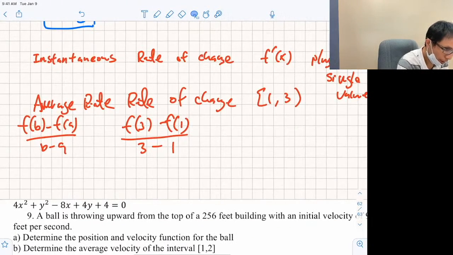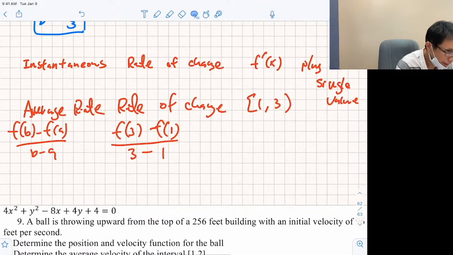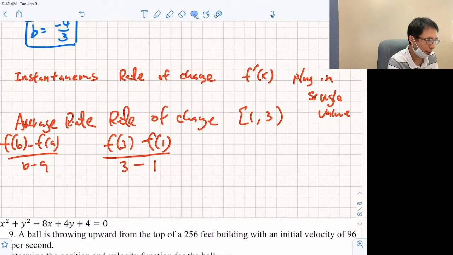Okay, so instantaneous rate of change, basically you just take a derivative and plug in that single value. So you take a derivative, plug in t equal to 5. Now average rate of change is going to be f of b minus f of a over b minus a. That means you plug in 3 and you plug in 1 and divide it by 3 minus 1. So that is going to be your average rate of change.